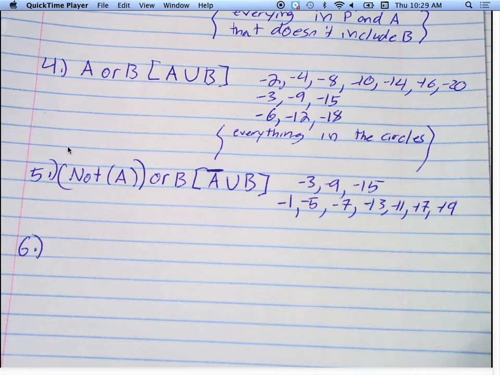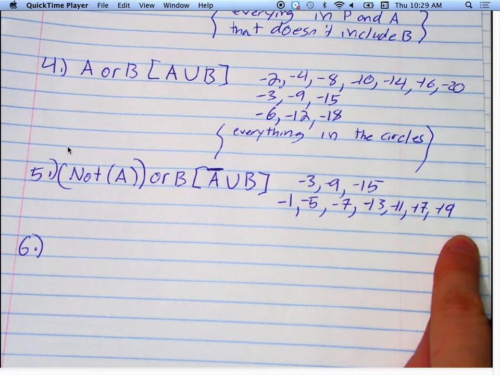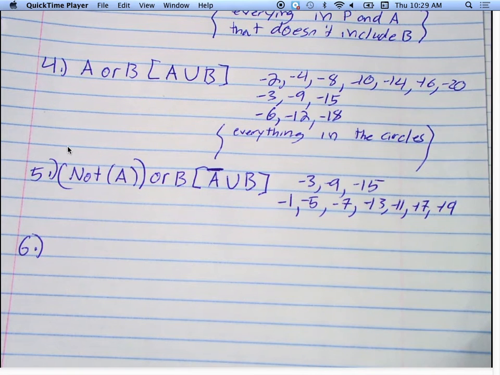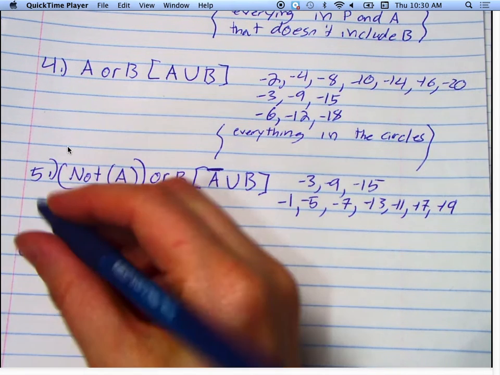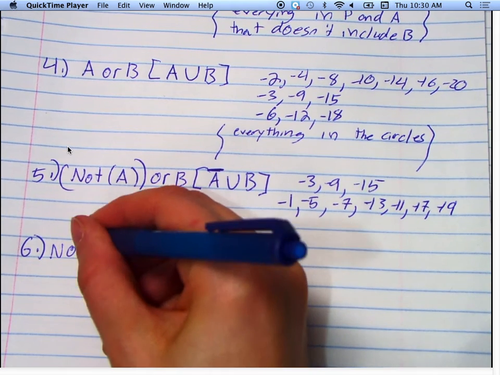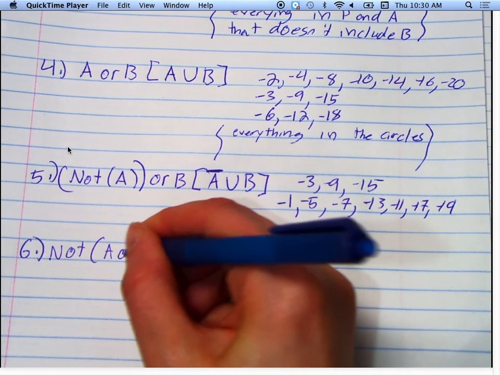What does it say after -11? Negative 17, negative 19. Kinda looks like a T. Number 6. Not A or B.